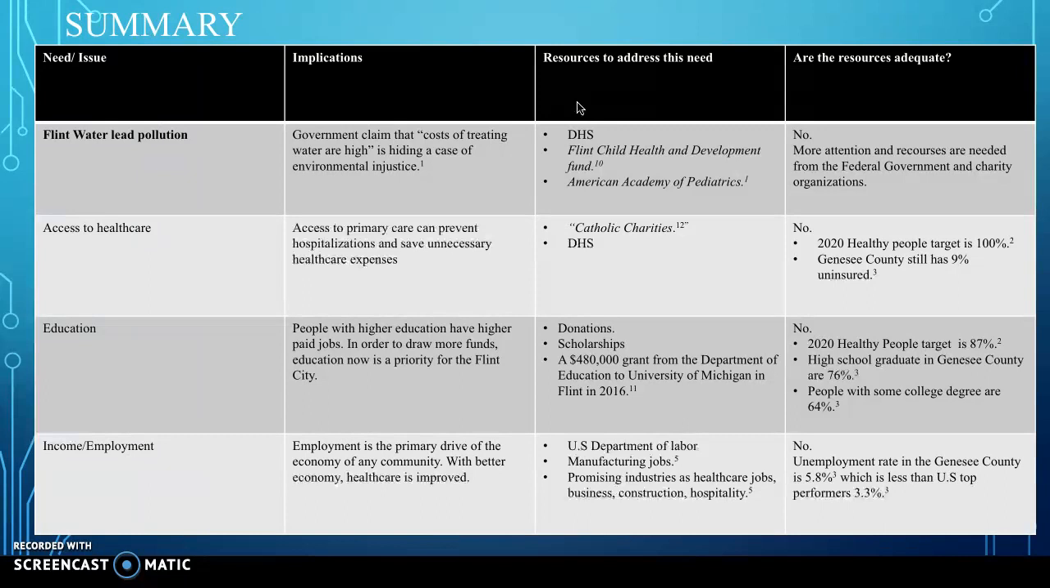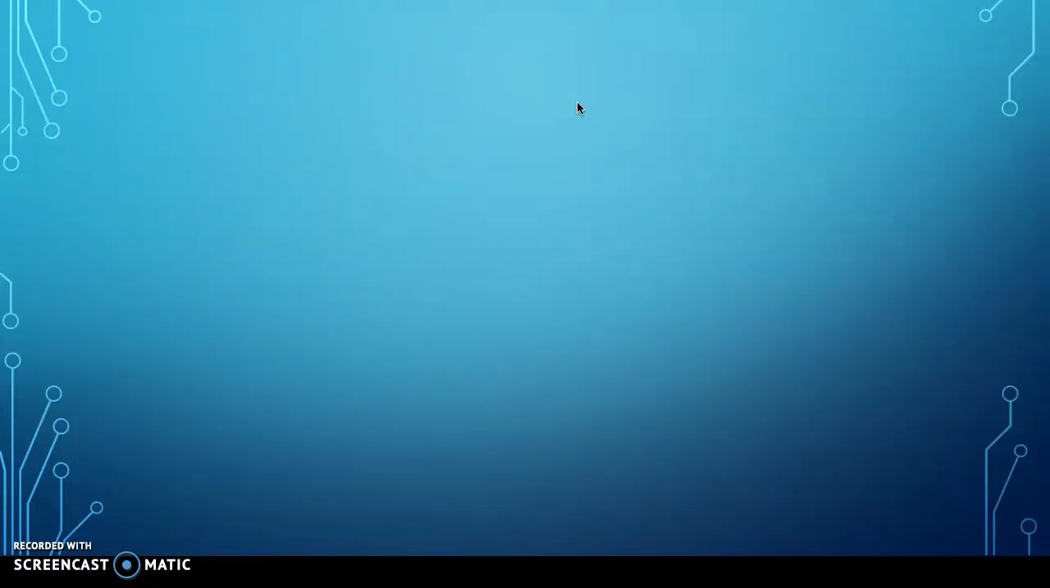Employment is a primary driver of the economy of any community. With a better economy, we have better healthcare. We can treat the Flint water crisis, we can treat any crisis. So, what are the resources available now? The U.S. Department of Labor, manufacturing jobs, although they are few, but still, and promising industries too, such as healthcare jobs, business, construction, hospitality. Are those resources adequate? No, because the unemployment rate in Genesee County is 5.8%, compared to the top U.S. performance of 3.3%. That's much less than the top U.S. performance.